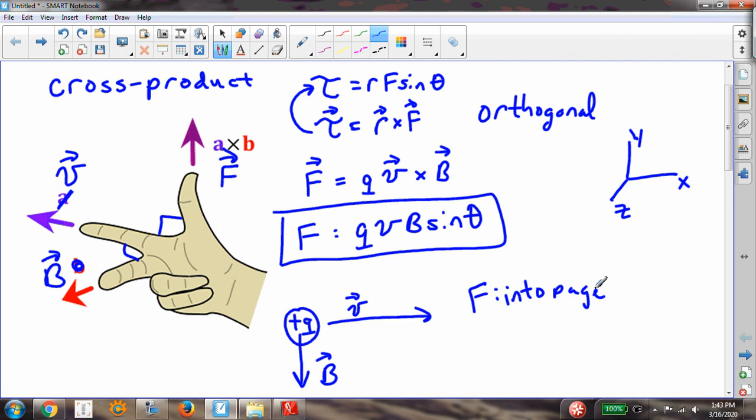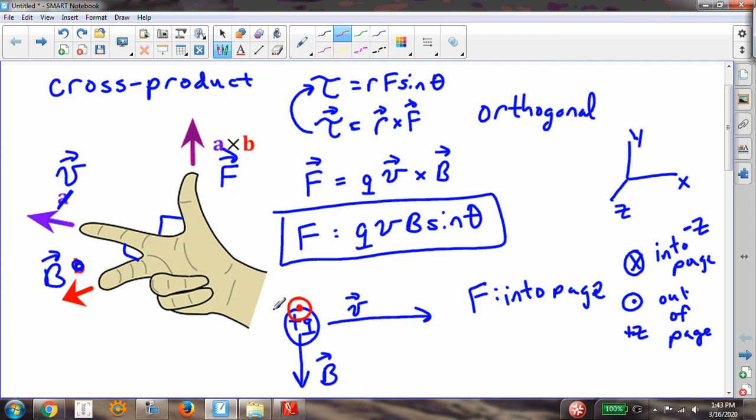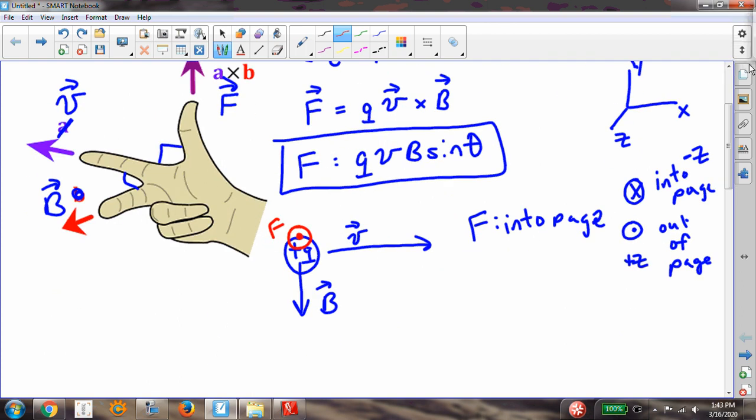Let me give you some symbols here. I have the symbol X and dot. X means into the page. Sometimes I'll use an X. Often I'll draw a little circle around it. And a dot means out of the page. By the way, these are also my minus Z and my plus Z directions. I gave you this in the notes. So, F being into the page, if I were to draw that vector, my force would look like that. Okay, let's do another one on the next page, and then I'll show you some of the other examples.